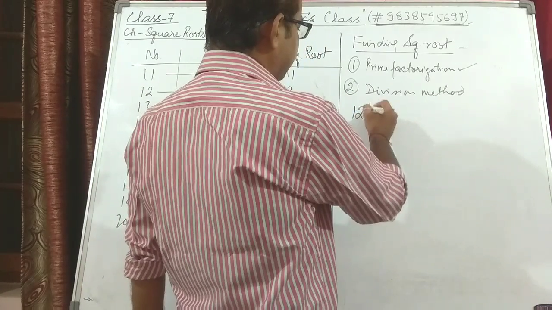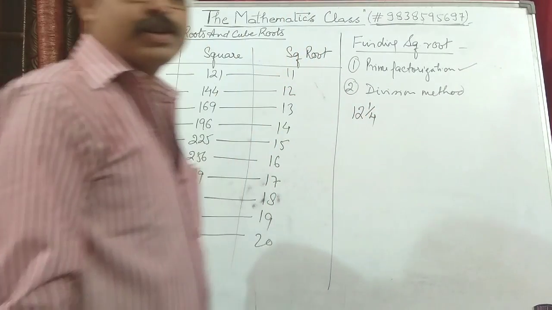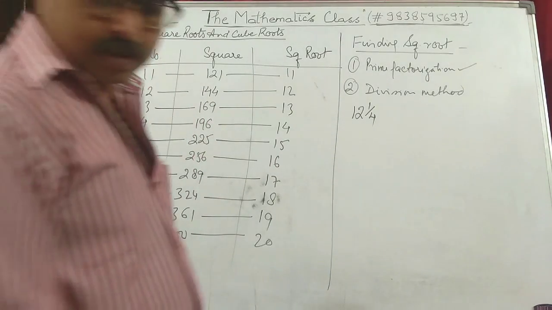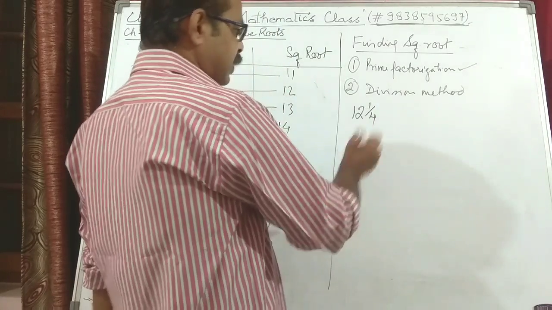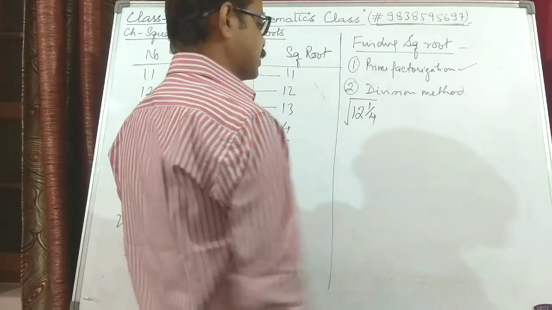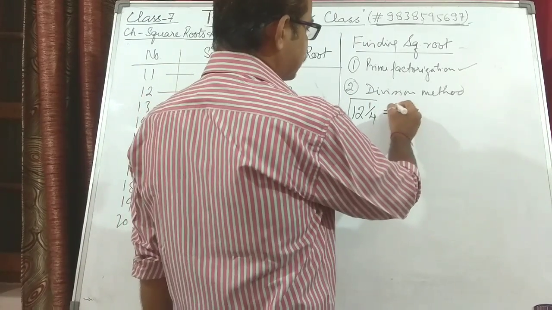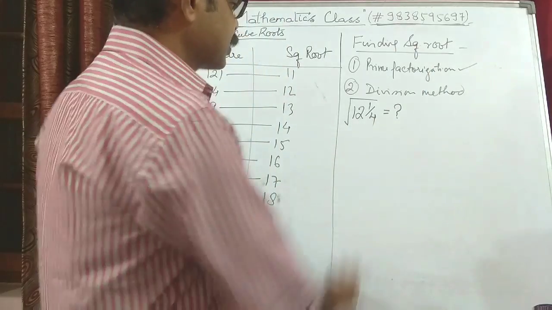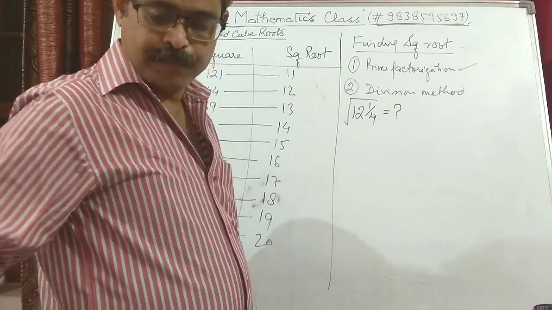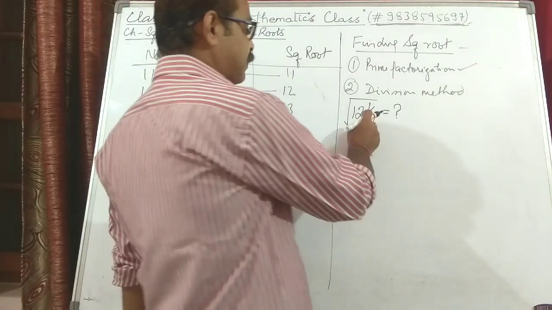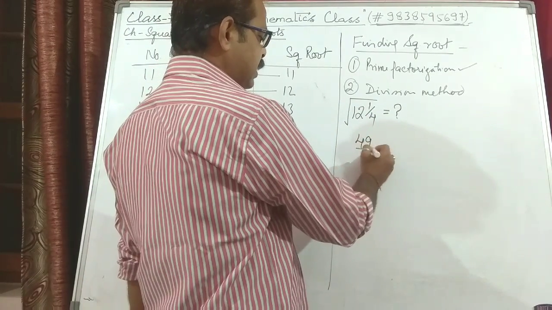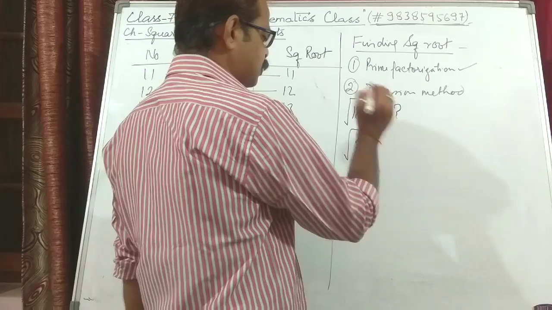12 whole 1 upon 4. Find the square root of this particular question. 12 whole 1 upon 4. So when you are finding the square root, you will put a square root sign like this, and then you have to find its value. First of all, this is a mixed fraction. We will convert it into a normal fraction. So 12 into 4, 48 plus 1, 49. It becomes 49 upon 4. Root sign has to be there.